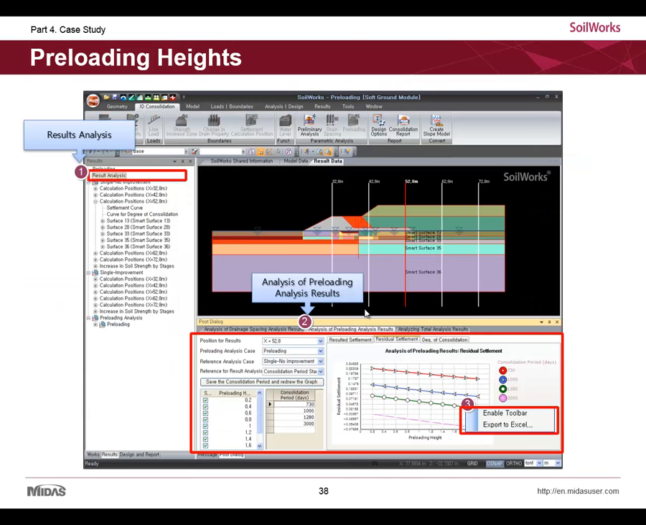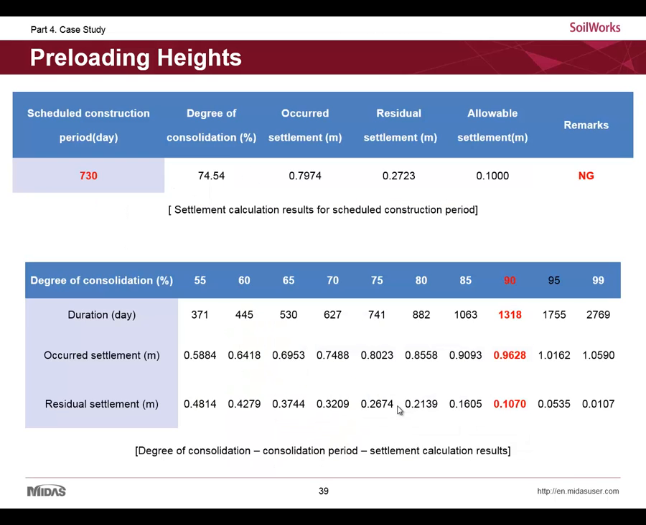So after performing analysis, we can find all results in one chart or graph in the post dialog like this. So we can figure out easily the minimum preloading height based on the design criteria. And you can export this result to Excel as well.